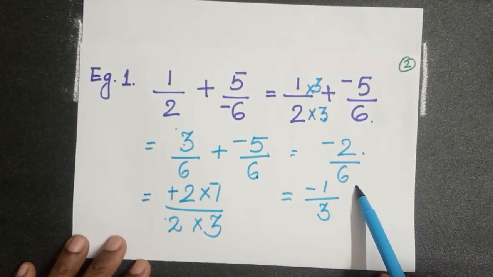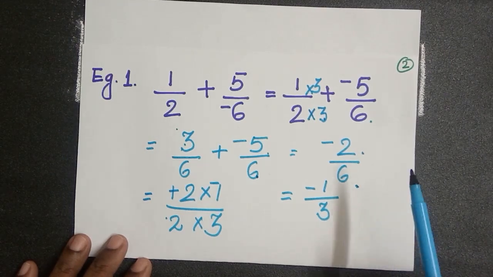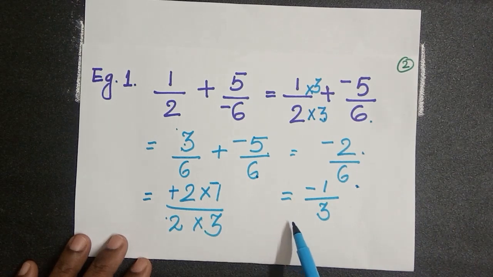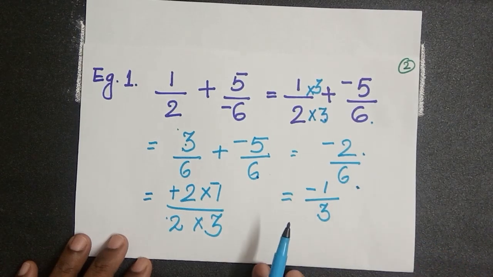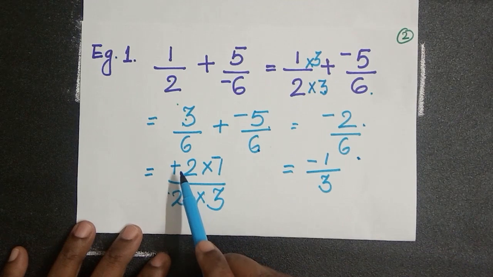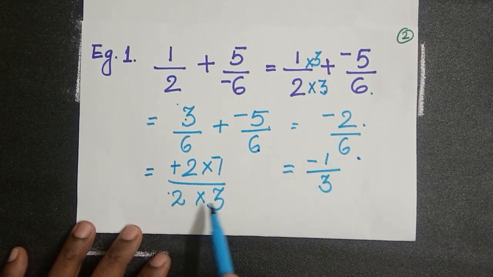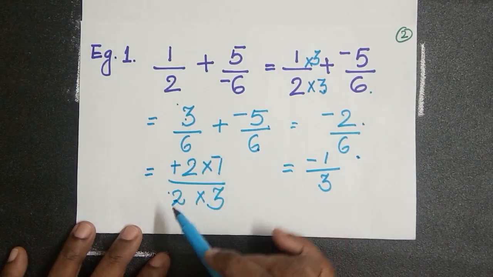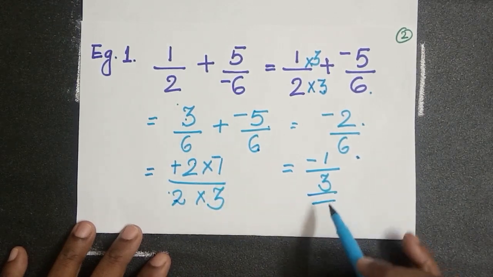Now here again you have to remember one thing. Whenever you do any operation on rational numbers, the final answer should be in the lowest form. So let us reduce this minus 2 upon 6 to its lowest form. Minus 2 can be written as 2 into minus 1, and 6 can be written as 2 into 3. So 2 is a common factor here. We cancel it, or we divide both numerator and denominator by 2, and we get the answer minus 1 upon 3.